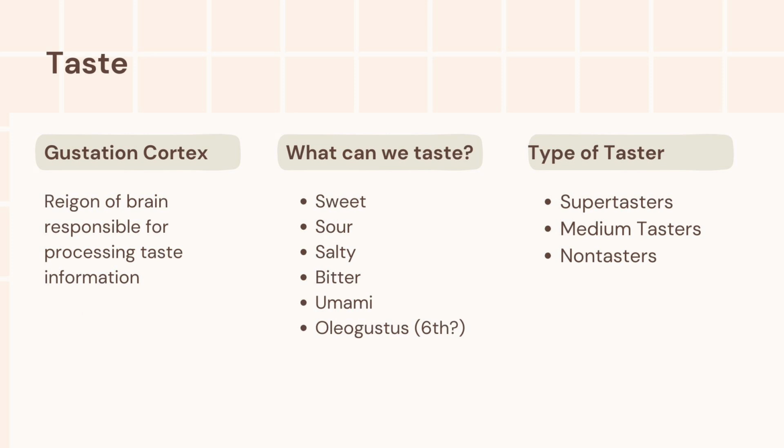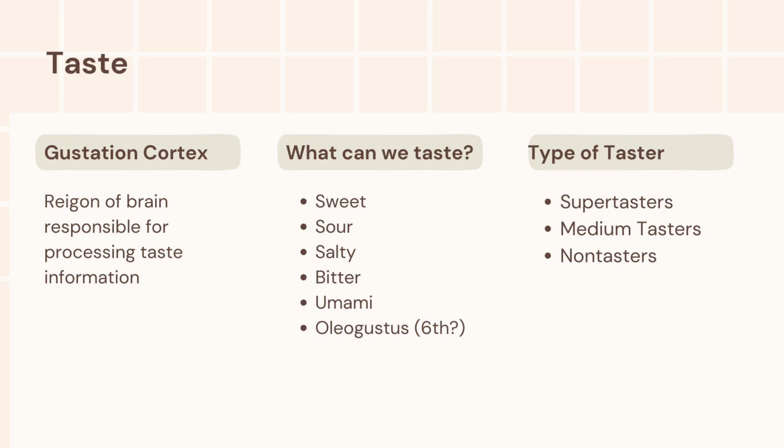We are going to talk about the bestie of the smell sensation: taste. The taste sensation can also be called gustation. It's the sense of taste, and taste receptors allow us to perceive different flavors. The gustatory cortex is a region of the brain responsible for processing taste information. And what can we taste? We all know that we can taste sweet, sour, salty, bitter, and umami.